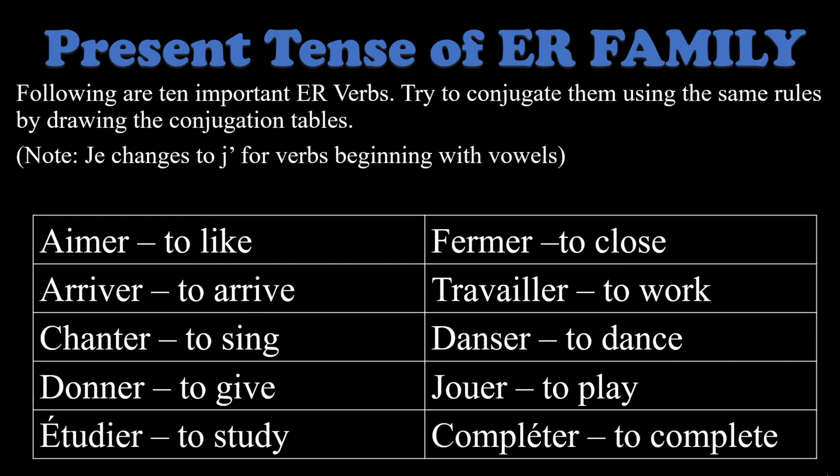You can try conjugating any of these verbs in the present tense using the table format, which will help you. It will simplify your work and use the same rules that we have done for parler and habiter. Another reminder that je has to change into j apostrophe for verbs beginning with vowels. For example, aimer, étudier will change. The je has to change into j apostrophe. I hope you've understood these rules which have to be followed when you're conjugating the present tense for the ER regular verbs. Thank you.